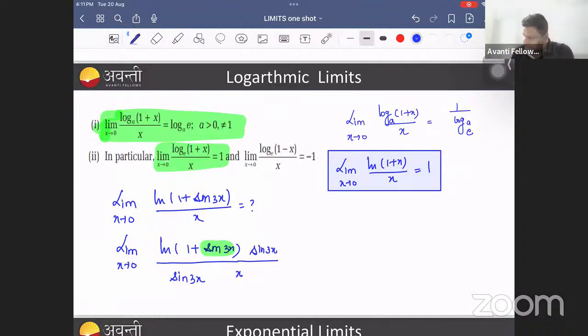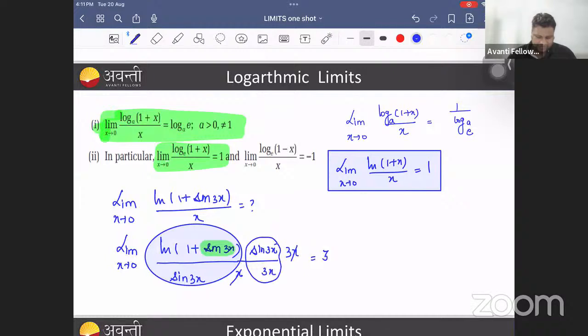Now see, this ln(1 + 0)/0 is 1. Now again multiply by 3x, 3x. This sin 3x by 3x, sin 0 by 0, is again 1. This x will cancel x. Answer is 3. All right. Answer is 3. Got it?